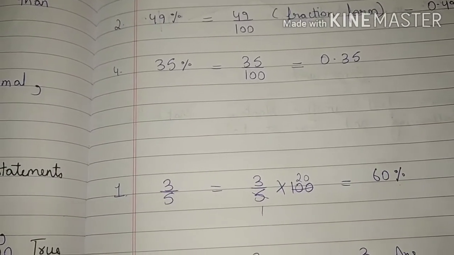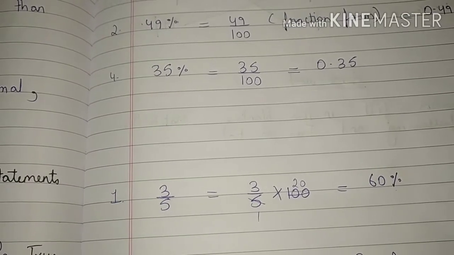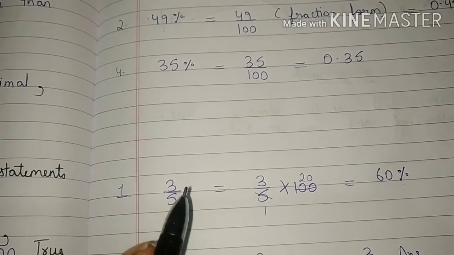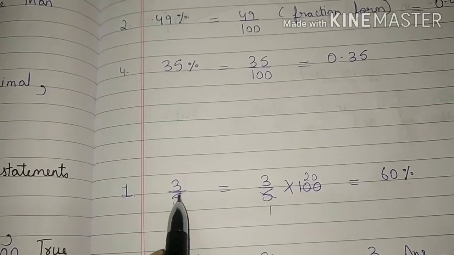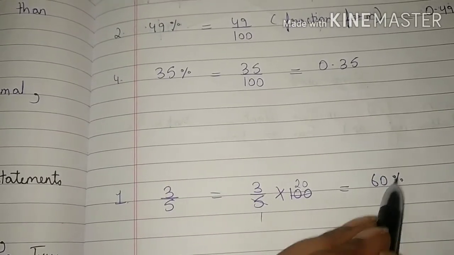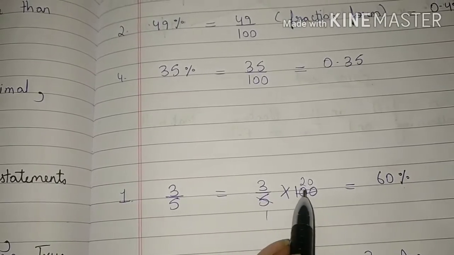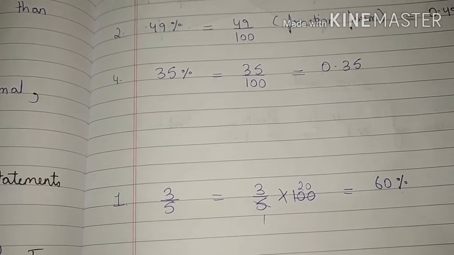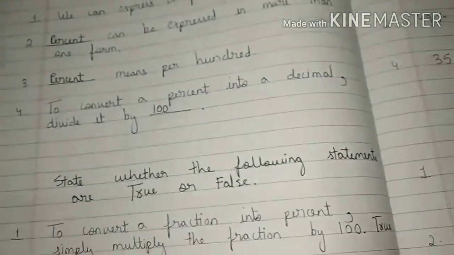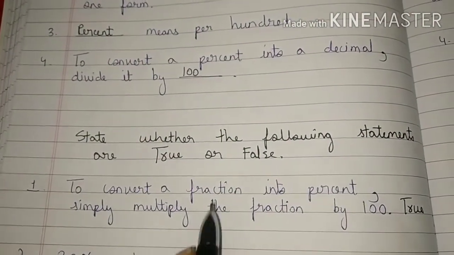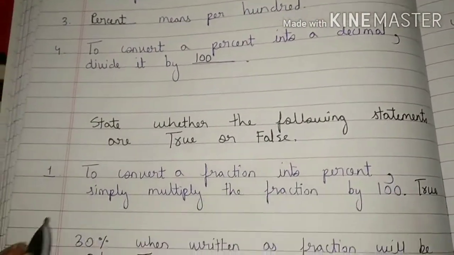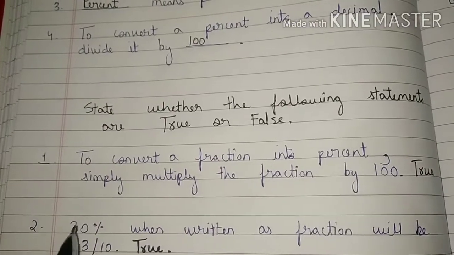So students, from this point of view, we can say that to convert a fraction into percentage, we need to multiply the fraction by 100. So according to this, the statement is true. Now come to question 2.